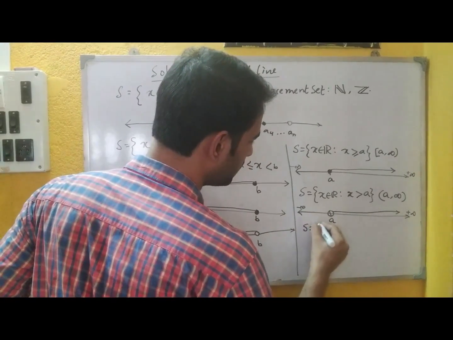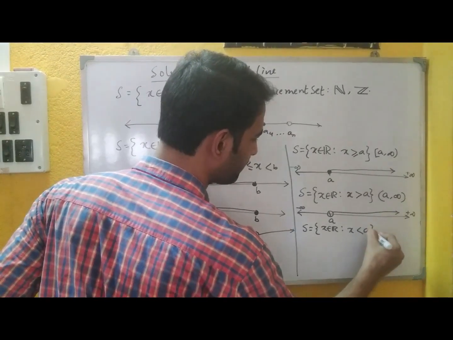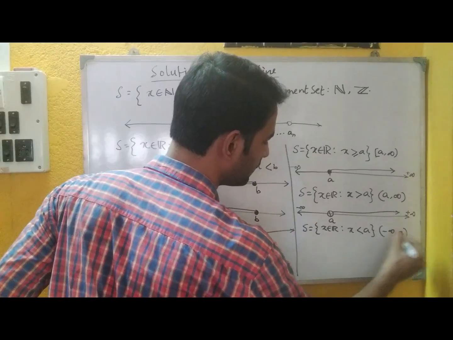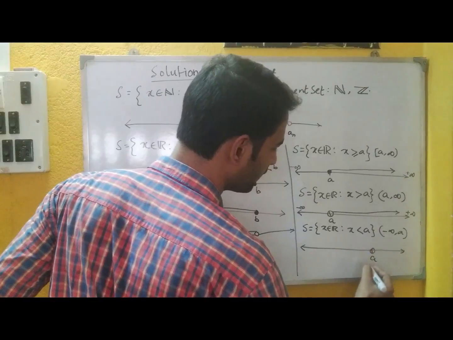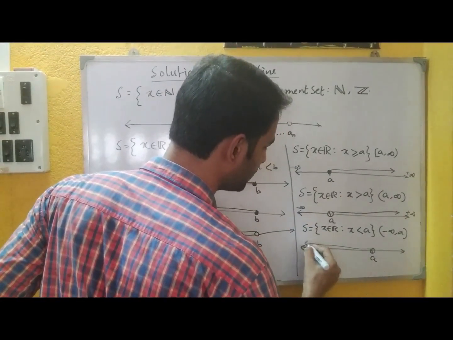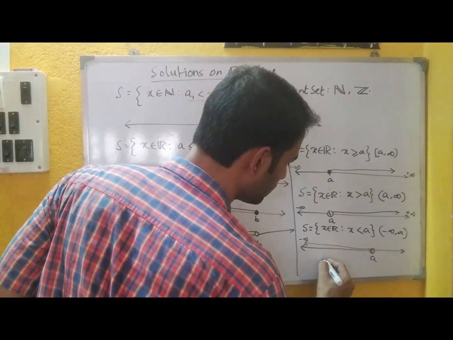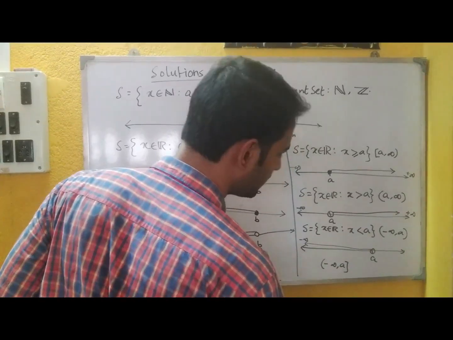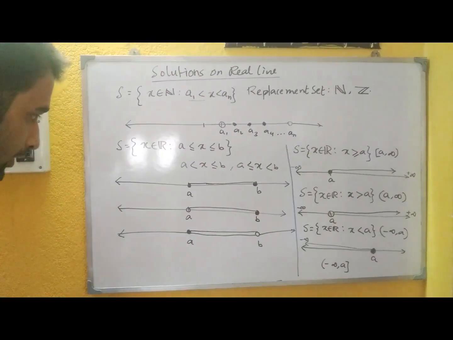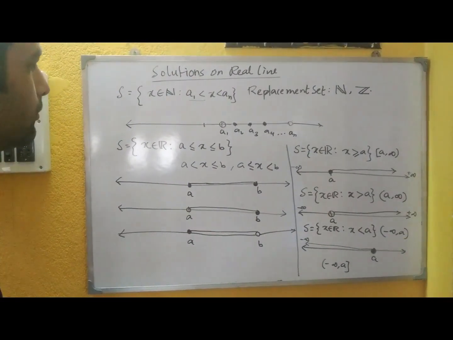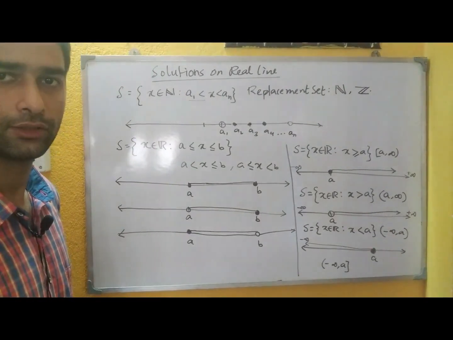If it is the ray X less than A, that means (minus infinity, A). So then you will give this symbol: somewhere it is A, you give an open circle and then give an arrow towards minus infinity. And for the closed ray, (minus infinity, A], we will darken this point and give the solution set. So these are the ways you express the solution set on the real line. So these are the different cases.